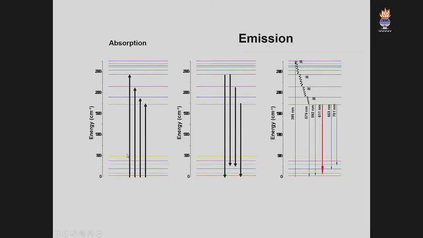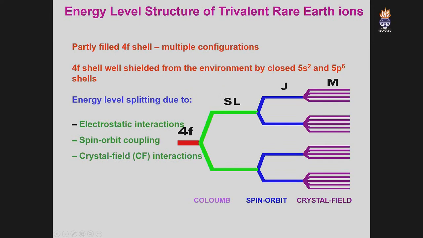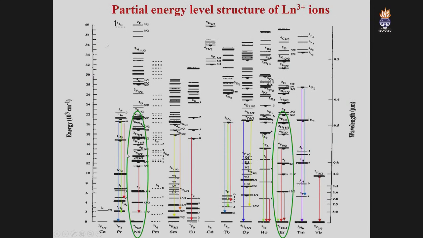If you put them in a glass matrix, you can easily reduce the phonon energy of that particular glass matrix. So this is just what is absorption, what is emission. Maybe you have learned it in our spectroscopy. And these are the energy level structures of trivalent rare earth ions. Why are the energy levels splitting? The energy level splitting is due to three important processes: electrostatic interactions, spin orbit coupling, and crystal field interactions. These interactions take place within the glass matrix. And we should know the energy level structures of rare earth oxides before adopting any rare earth oxide.